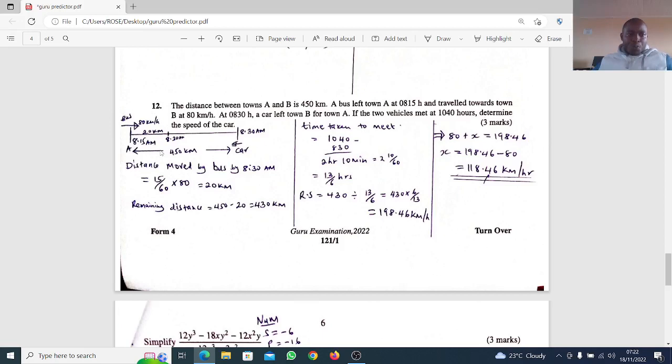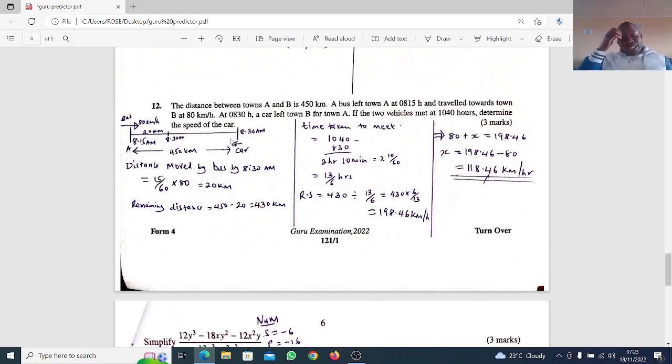So the first thing you want to do, this is just a sketch, there is a distance of 450, it started from this side. So we need to find the distance moved by the bus by 8:30, before this other one started. We know that distance equals speed times time, and the time taken is 8:30 minus 8:15, which is 15 minutes, 15 in terms of hours, because we are dealing with kilometers per hour. So it is 15 over 60 times 80, which gives you 20 kilometers. So it had gone 20 kilometers. The remaining distance is 450 minus 20, which is 430 kilometers. That's the distance they will compete over.